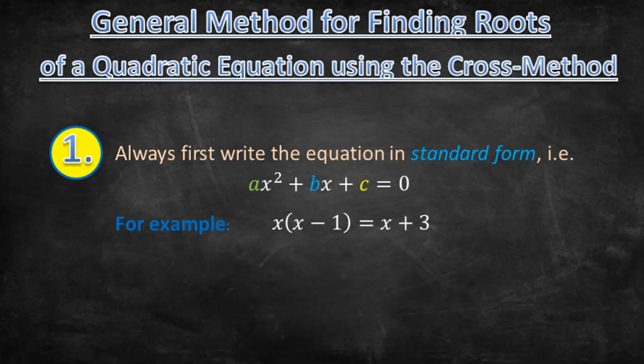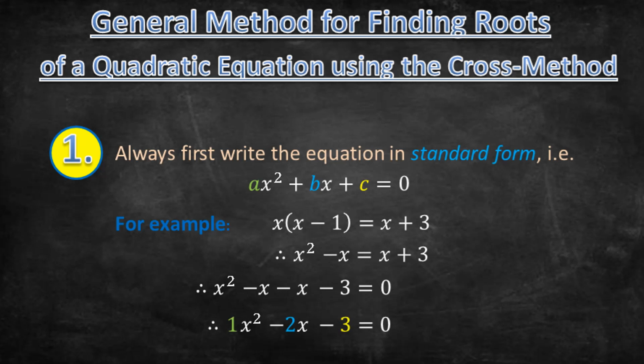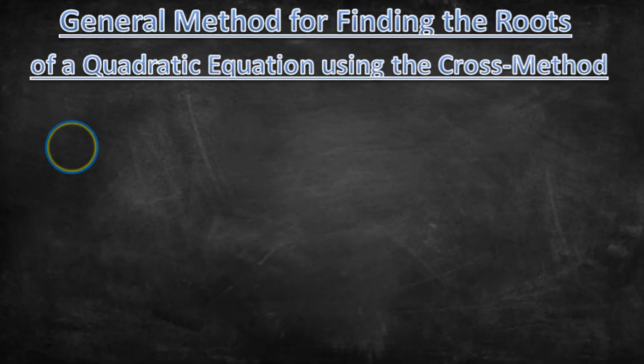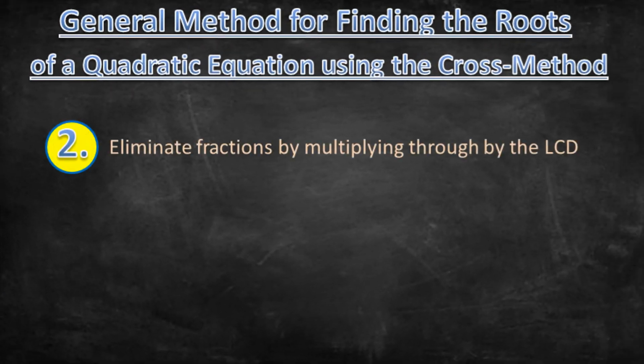We first multiply the x into the brackets on the left hand side, and then we collect all the terms on the left hand side. Now we add like terms. In this example, we end up with x squared minus 2x minus 3 equals 0, which is now in standard quadratic form. Always eliminate fractions by multiplying through by the LCD.